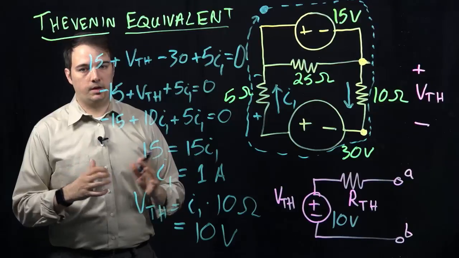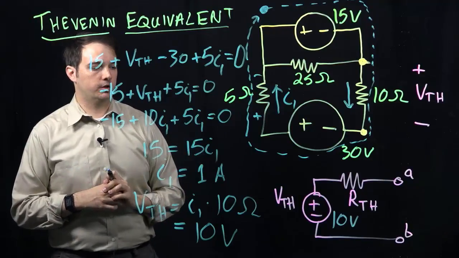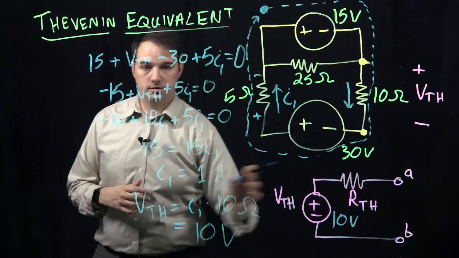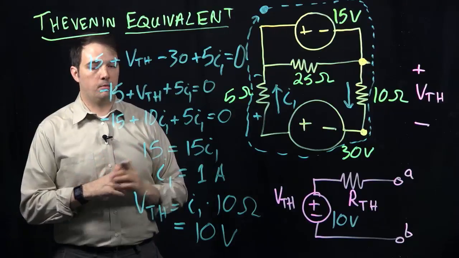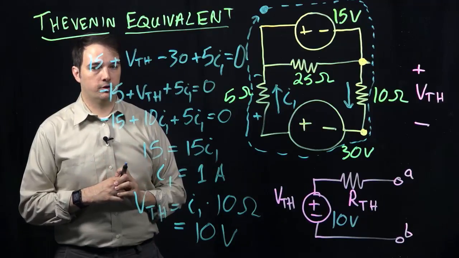Okay, so now the next step for defining our equivalent circuit is to figure out what this Thevenin equivalent resistance is. And so I'll set up the problem a little bit differently to figure that out, and we'll get going from there.